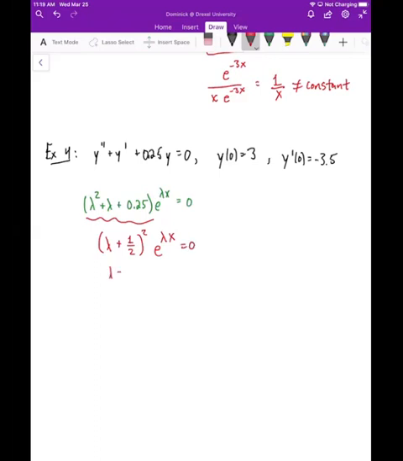So that tells us that lambda is minus 1/2. So the general solution is y of x is equal to C1 times e to the negative x over 2. And our other one is the same thing, except just tack an x in front of it.